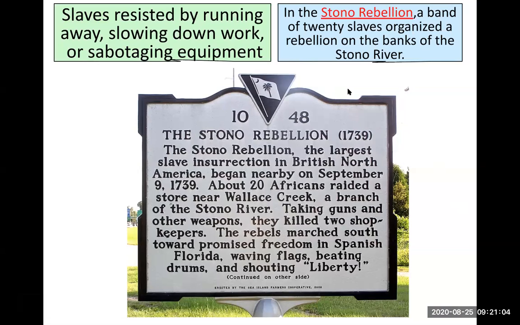So this is a rebellion that you probably have never heard of before. If you have, that's really good. The Stono Rebellion is one of those things you don't learn about in history. I like to make sure I get as many across as I can. It was the largest slave insurrection in British North America.